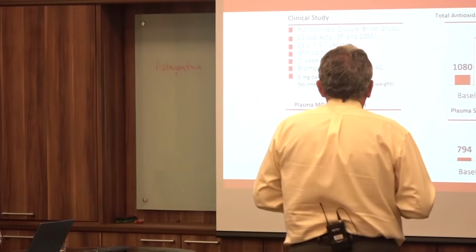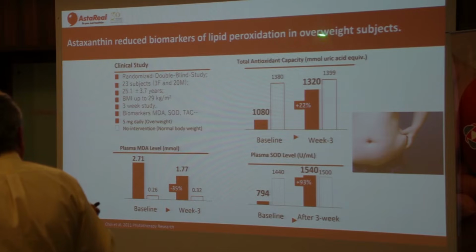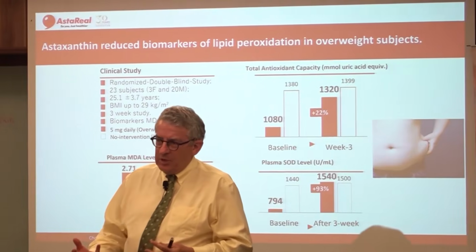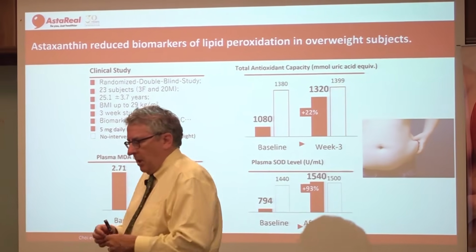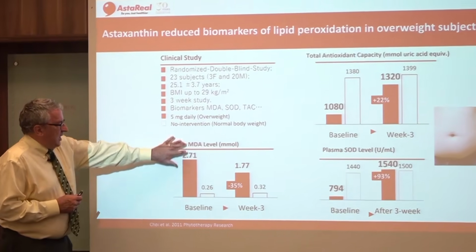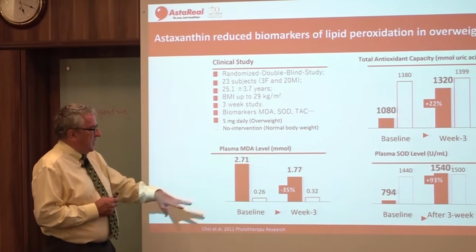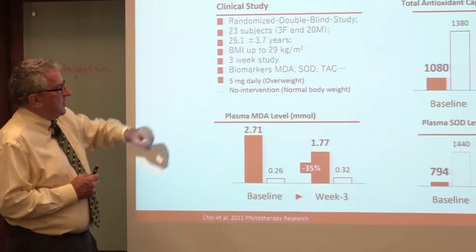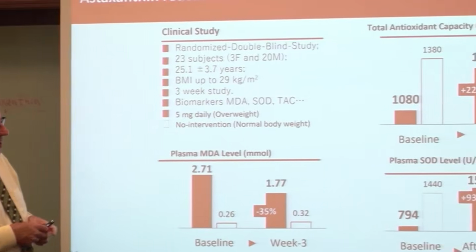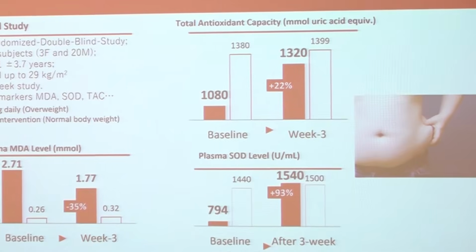with its astaxanthin. And there are a number of factors that I think are impressive. So this one is looking at lipid peroxidation in overweight patients. Again, it's that oxidative damage to lipids. And I talked about mechanistically how powerful astaxanthin is. MDA is measuring a fragment of membrane lipids, and it goes down 35% by week 3 in this particular study with 5 milligrams a day. Total antioxidant capacity went up 22%, and the antioxidant superoxide dismutase also went up.